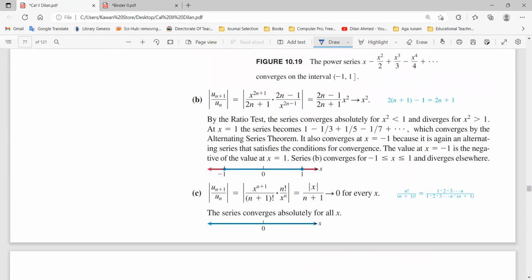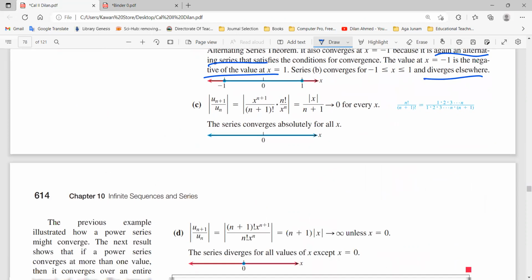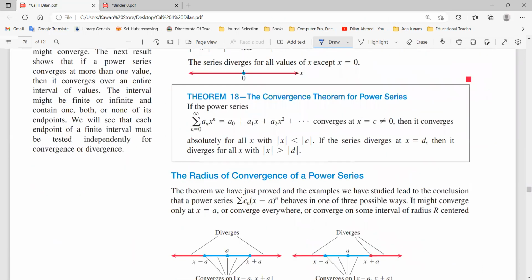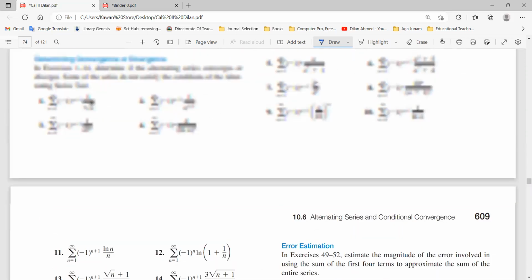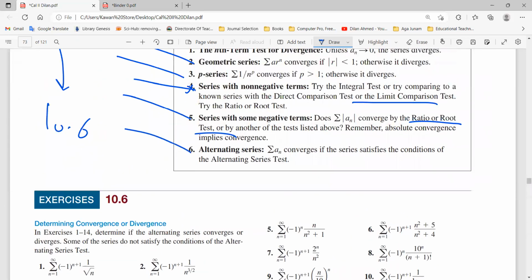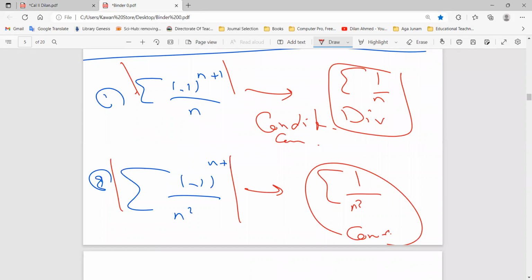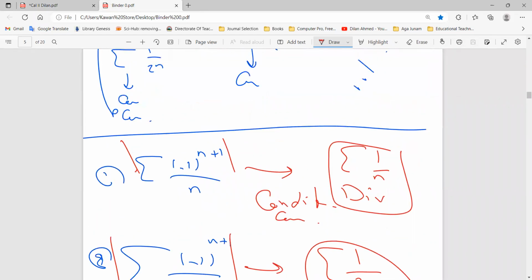So be careful. Some of them are alternating series. Look here, we are dealing with alternating series. Some of them diverge, negative values. We are going to use all the things that we got before. So carefully, try to study 10.2 to 10.6 carefully, one by one, example by example. Any question?